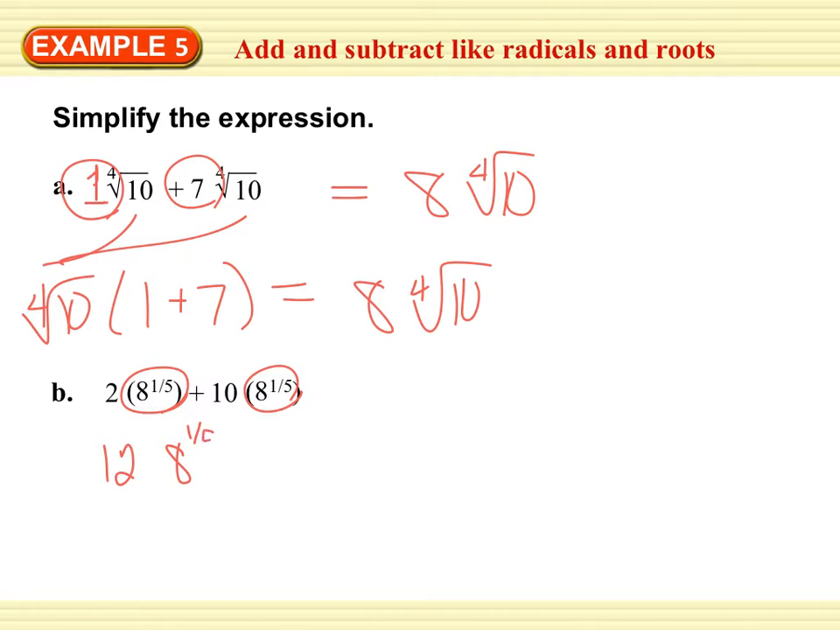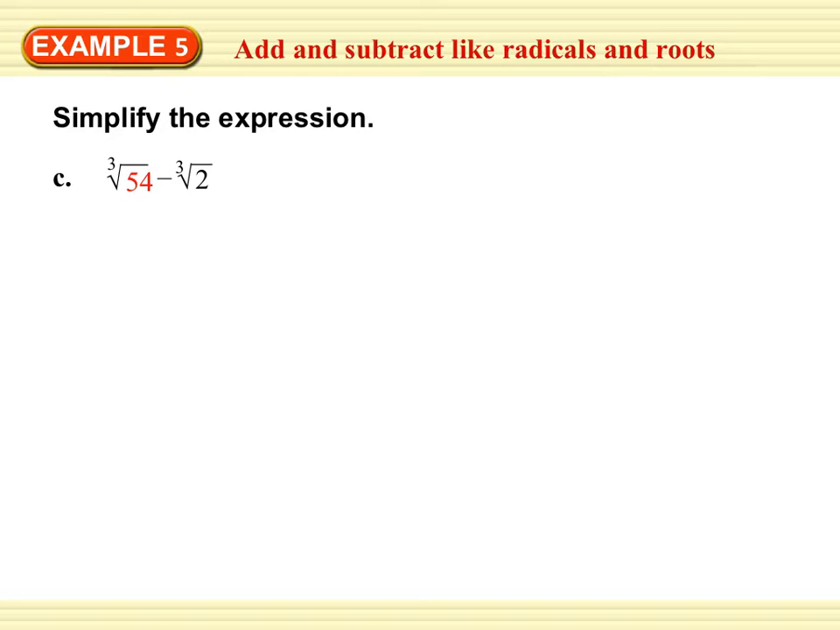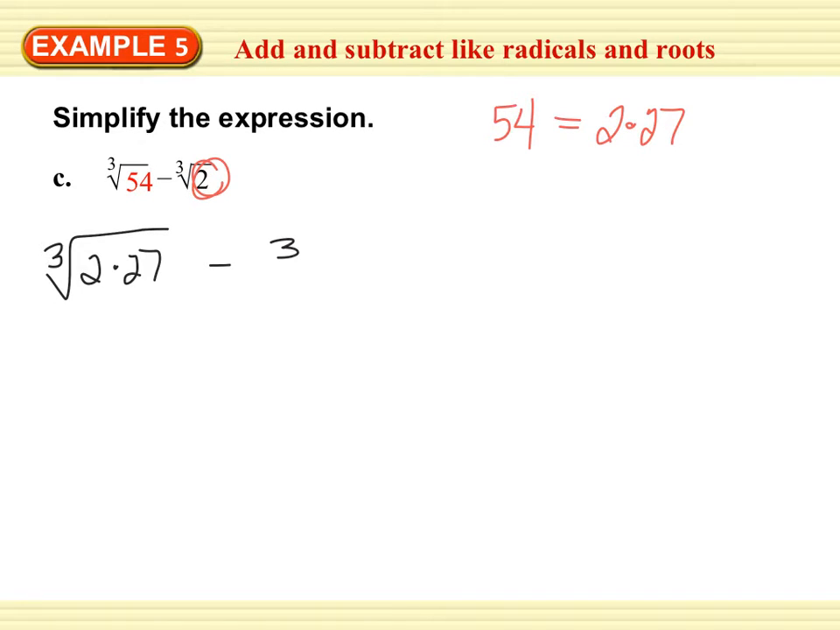12, 8 to the 1/5 is my answer. 2 plus 10 is 12. Okay, here I have to do some work first. Now, 54 is equal to 2 times 27. I know I want a 2 there because that's what that one is. And we're to the level of math where things aren't super duper tricky, just a little bit tricky. So I can actually change that third root of 54 to third root of 2 times 27. Third root of 2. Now I can go like this.